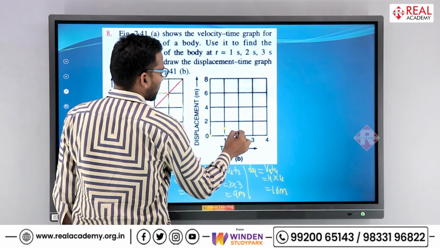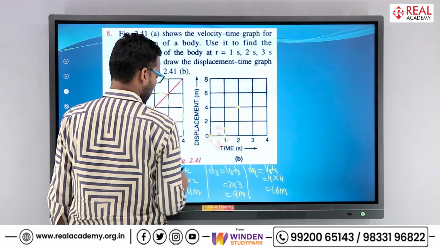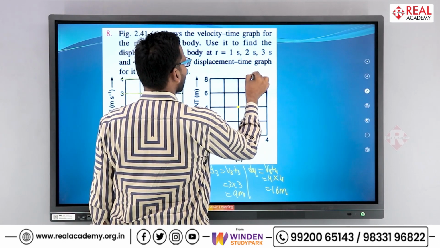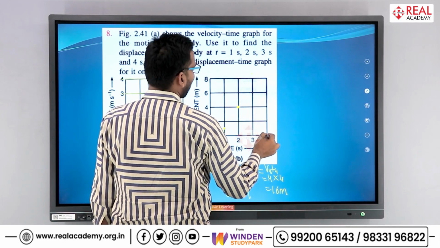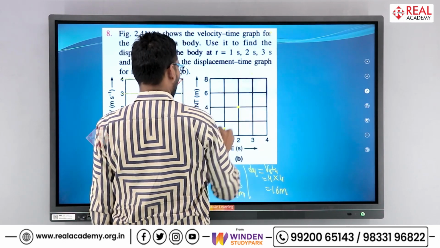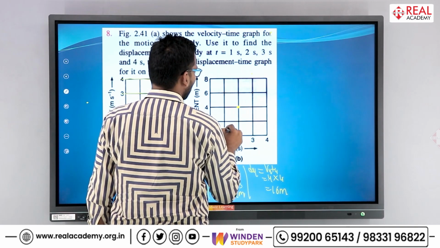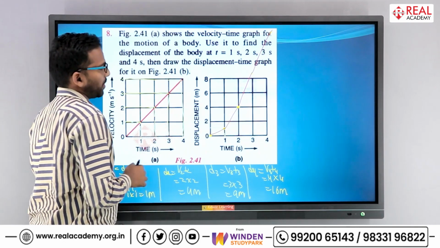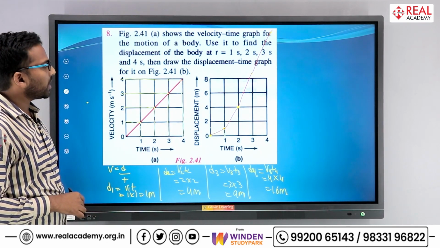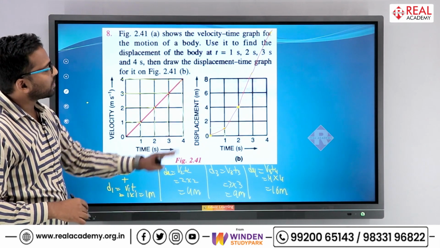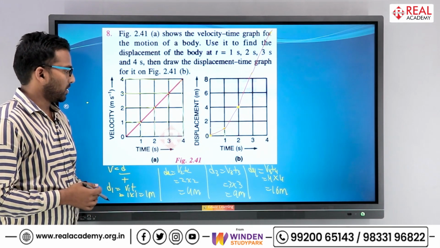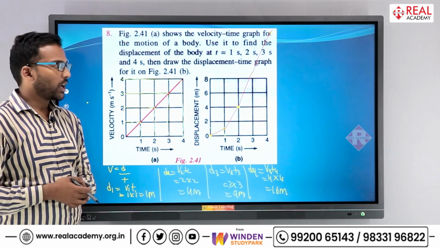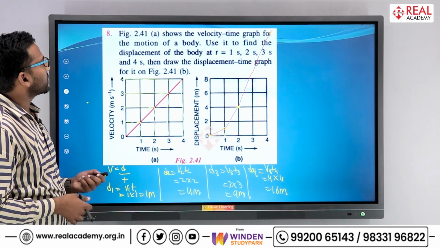For 2 seconds, the displacement will be 4 meter. For 3 seconds, the displacement goes up to 9, and for 4 seconds it will go up to somewhat like 16. If you draw the graph, it comes like this. Because it is somewhat smaller than the required data, ultimately you will get the graph like this of displacement versus time. Okay, fine. Chalo, next question.